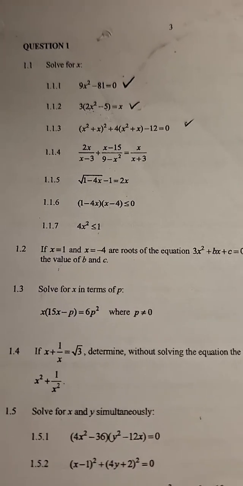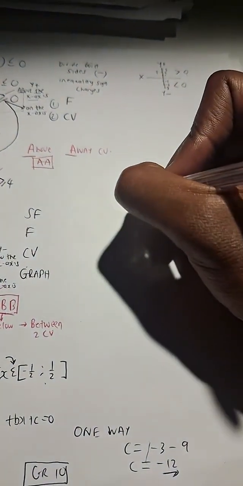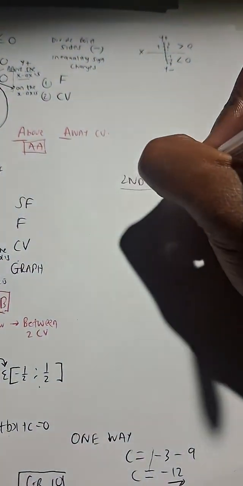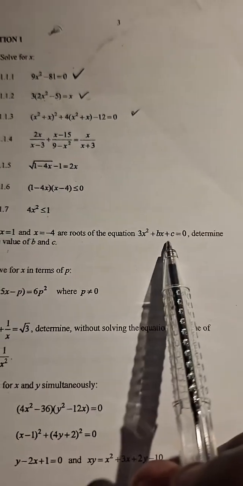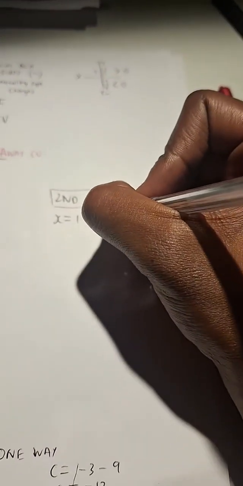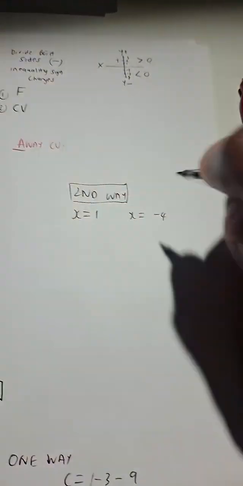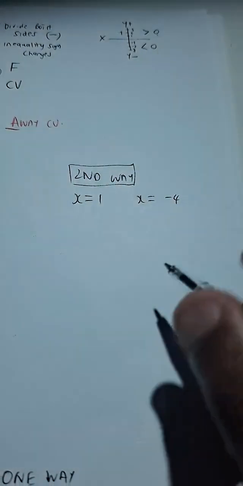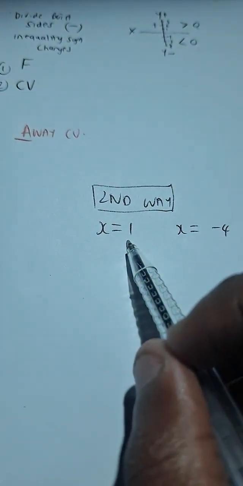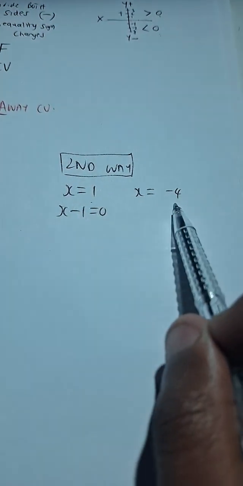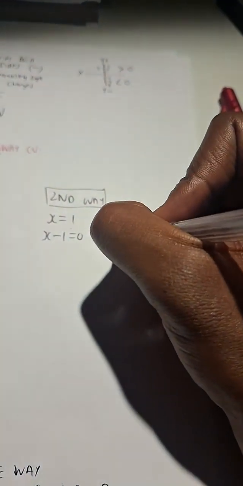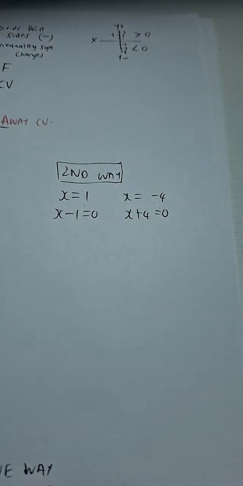Then what is another way we could have done this question? Second way you could have answered the same question is you could have said, look, if they say x is equal to 1, x is equal to -4 are roots of this equation. Let's just think for a moment and work backwards. X is equal to 1, x is equal to -4. What does x is equal to 1 look like as a factor? You take the 1 over, you have x minus 1 is equal to 0. What does x is equal to -4 look like as a factor? You have x plus 4 is equal to 0.